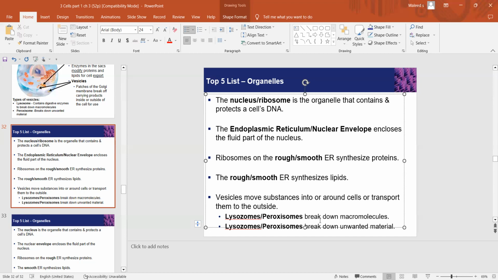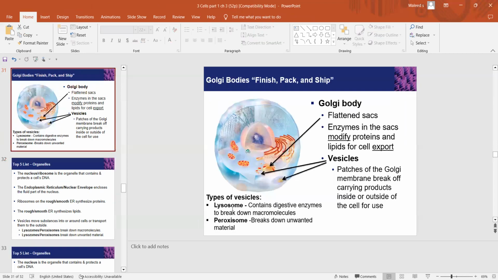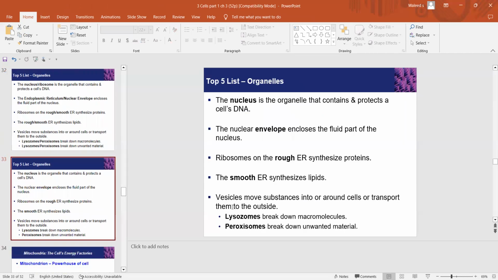Which one breaks down here? Which one breaks down macromolecules, the big ones? Peroxisomes. It's right here. Look at this. Lysosomes break down macromolecules, and peroxisomes break down unwanted material. Here it is. Lysosomes break down, and the peroxisomes unwanted material.